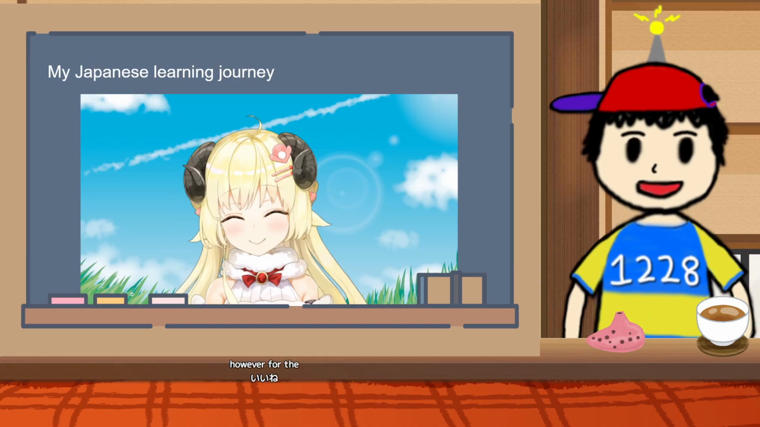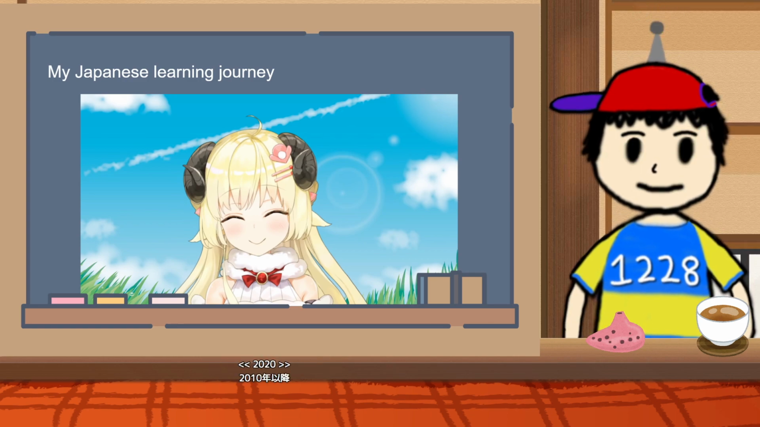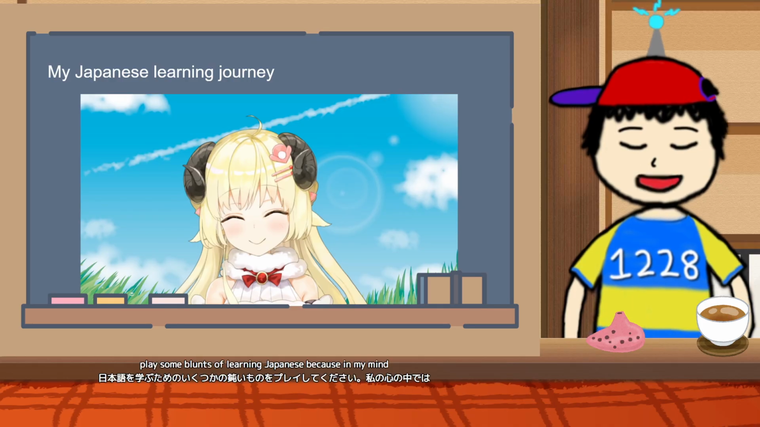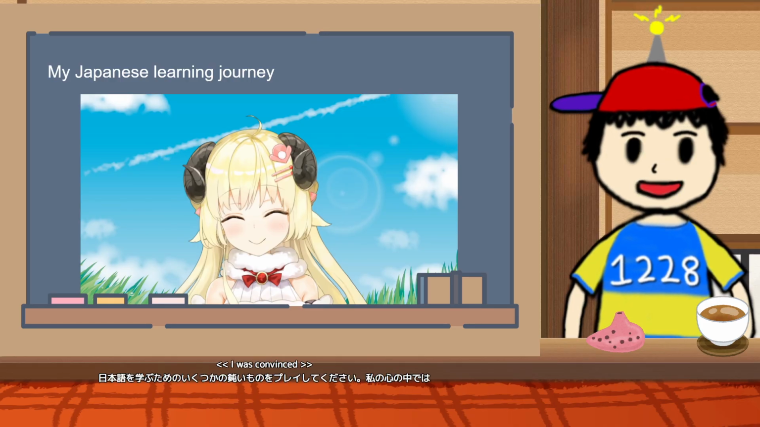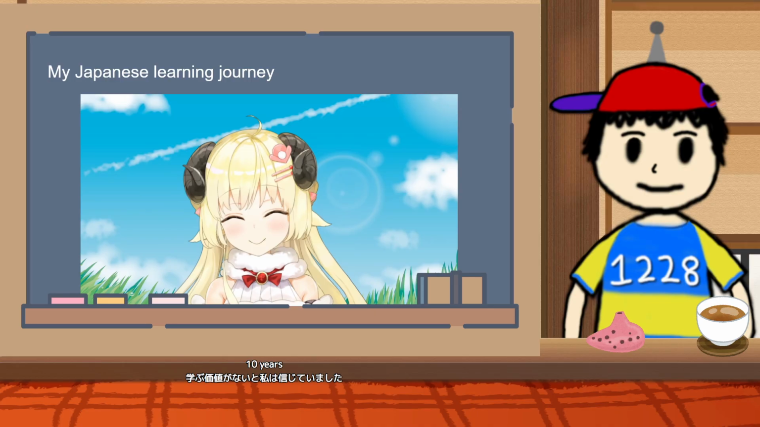However, for the longest time, since 2010, in fact, 2010 all the way to 2020, I completely wrote off any semblance of learning Japanese, because in my mind, I thought it was impossible. I was convinced Japanese is too hard to learn, and it's not worth learning. And I held that belief for 10 years. Look at me now.